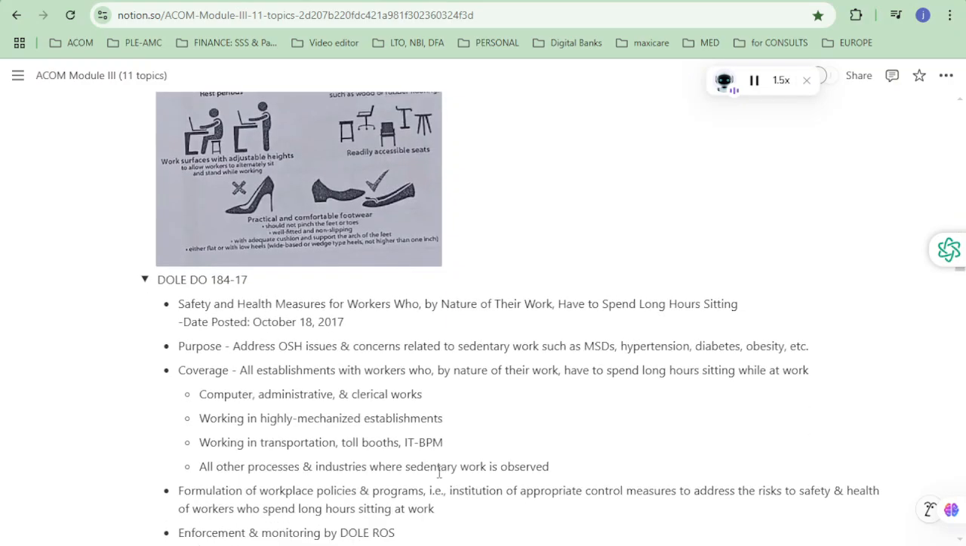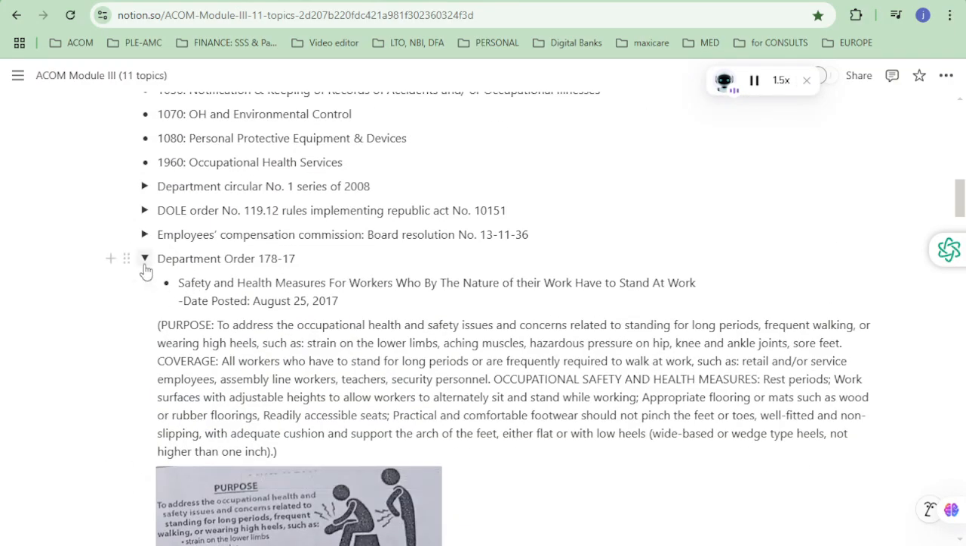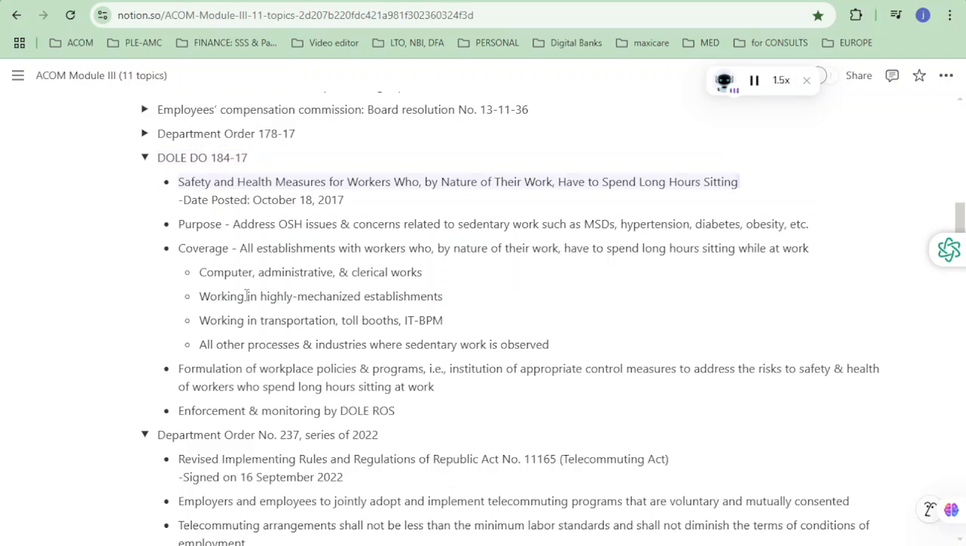Department Order 184-17. Safety and health measures for workers who, by nature of their work, have to spend long hours sitting. Date posted, October 18, 2017. Purpose: address OSH issues and concerns related to sedentary work such as MSDs, hypertension, diabetes, obesity, etc. Coverage: all establishments with workers who, by nature of their work, have to spend long hours sitting while at work.